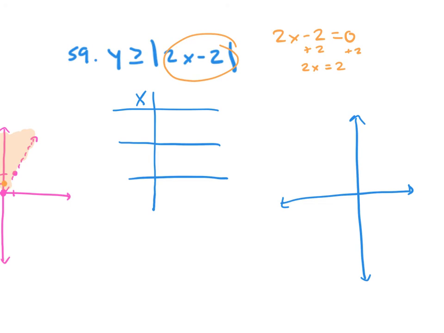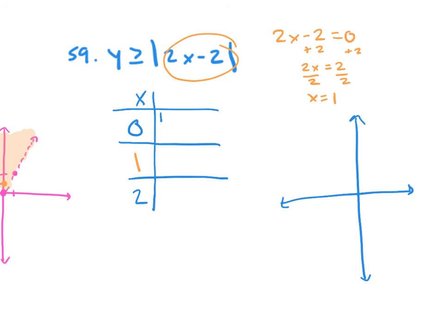Now what do we do? Divide. So we divide both sides by 2. What's 2 divided by 2? 1. So our middle number is 1. What's our first number going to be? Zero. And then what's our third number? 2. So let's plug in 0.